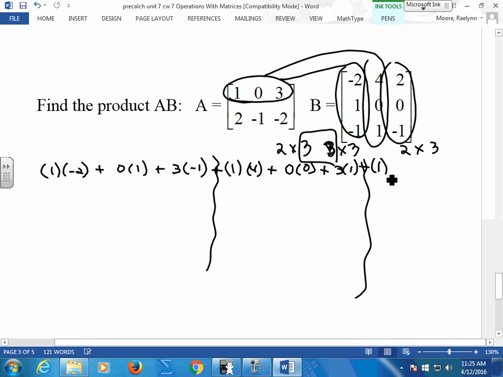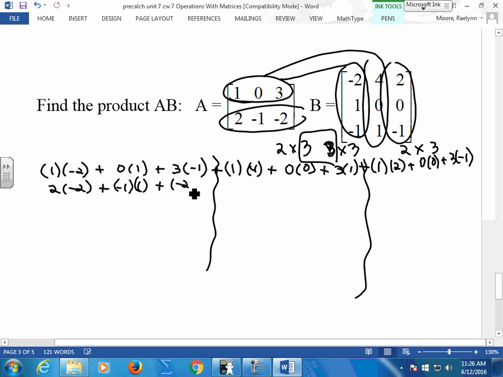1 times 2 plus 0 times 0 plus 3 times negative 1. It's not that big. I won't give you something that's really huge. Now, last row. Take the first column. What is that going to look like? 2 times negative 2 plus negative 1 times 1. Negative 2, negative 1. Good. Take a break. Go to the next column.